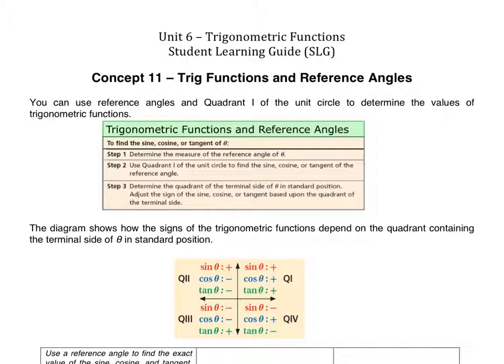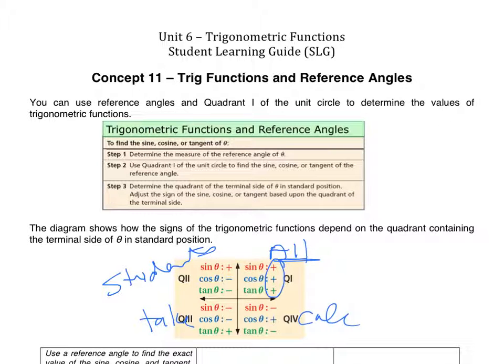In this concept video, we're going to look at the unit circle and reference angles. We are still looking at All Students Take Calc. And in the first quadrant, we know all of the sine, cosine, tangent are positive.